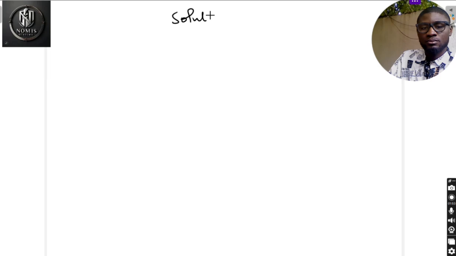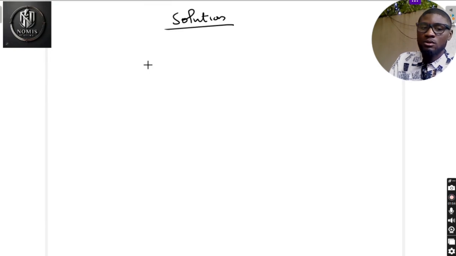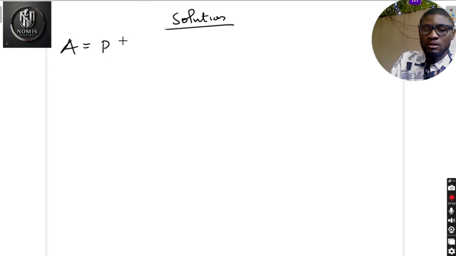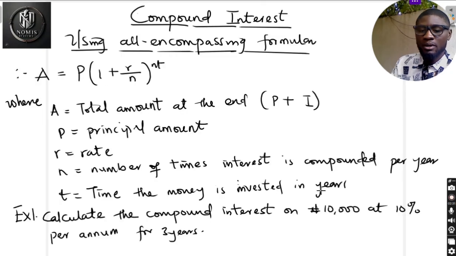We already know the all encompassing formula to be A equals P open bracket 1 plus R all over N close bracket to the power of NT. So the first thing is we state the formula: A equals P open bracket 1 plus R all over N close bracket NT. Then we state the parameters of this formula from the question we were given to solve. What is A? We don't know. And what is P? The principal. The principal amount is 10,000.